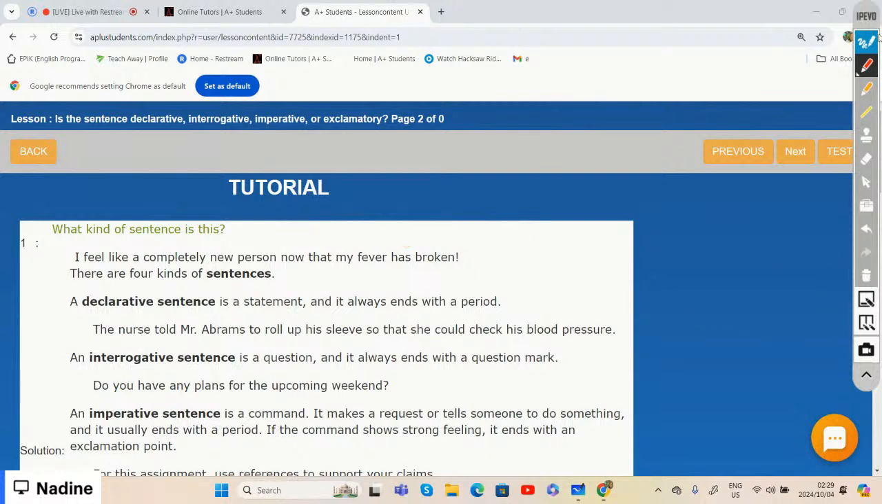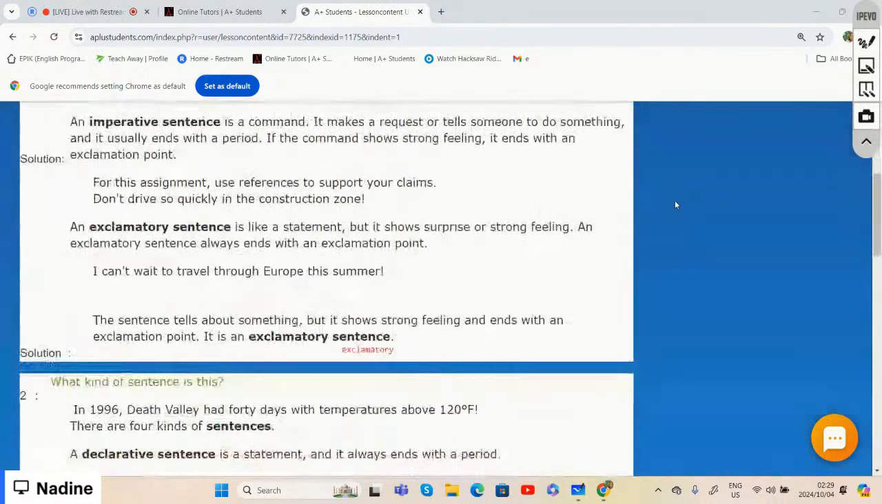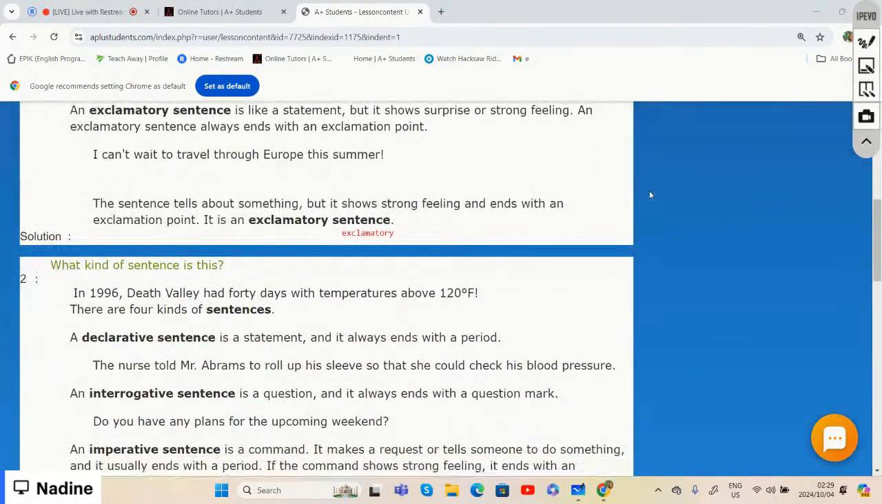All right, going on to the next one. It says, in 1996, Death Valley had 40 days with temperatures above 120 degrees. So we need to say what kind of sentence that is. Is that a declarative sentence, imperative sentence, interrogative, or exclamatory sentence?